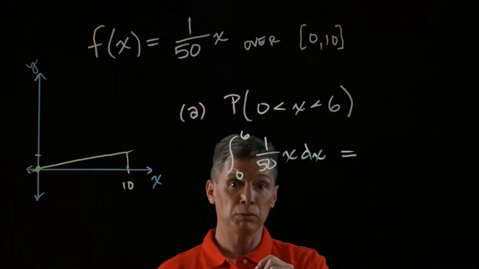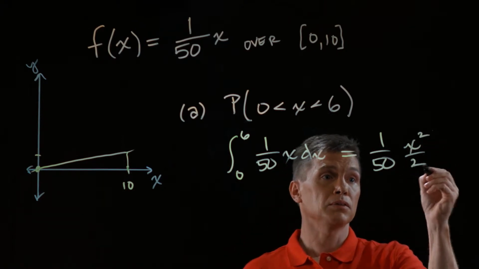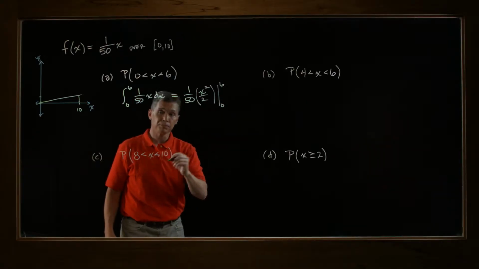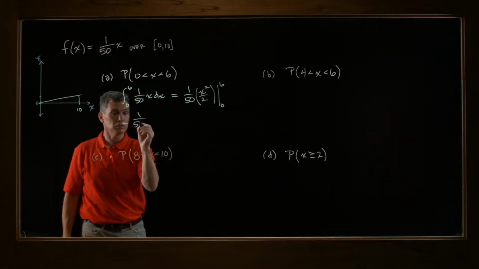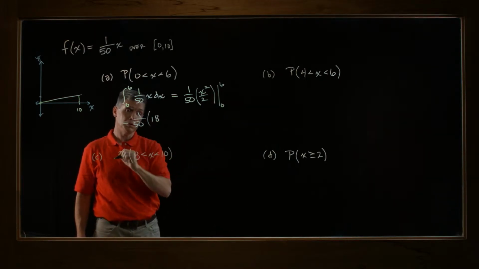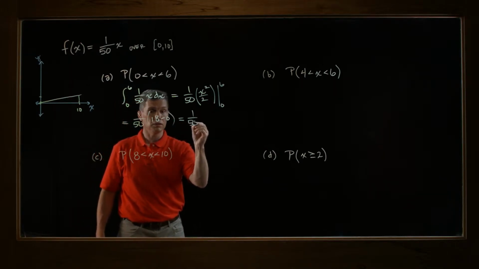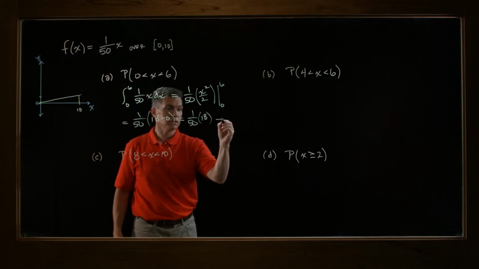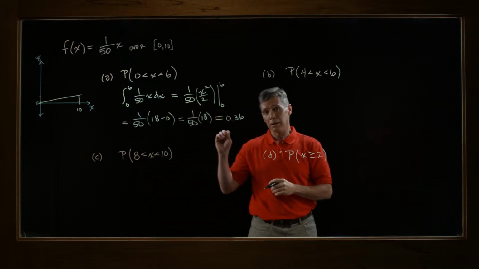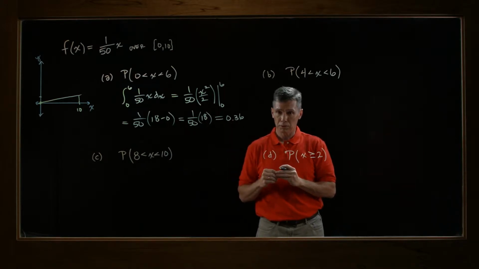Now we need to evaluate the integral. 1/50th times the antiderivative of x, and since it's a definite integral, we're going from 0 to 6. So this equals 1/50th times 6 squared, 36 divided by 2 is 18, minus 0. So this is just 1/50th times 18, which equals 0.36. So our answer for part A, the probability that x is between 0 and 6, equals 0.36.